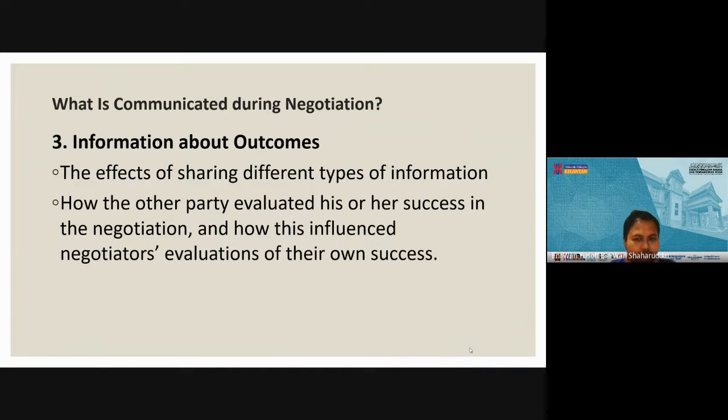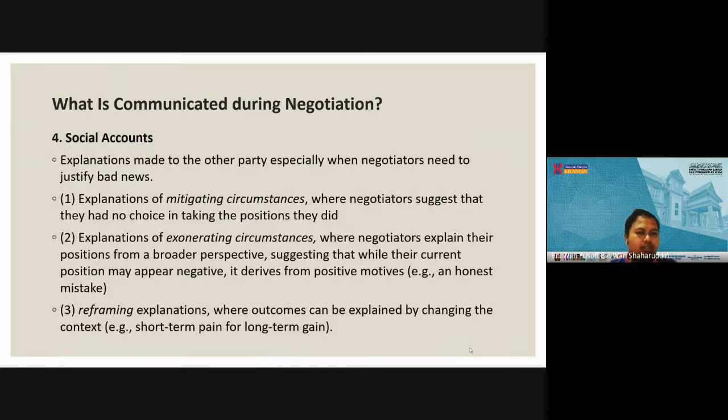Alternative, about the outcomes. Sorry, let me just go back to social account. The explanation that you make to the other party, especially when the negotiators need to justify bad news. Social account usually involves delivering bad news to the people that you are negotiating with. So you will have three particular approaches in expressing your social account.